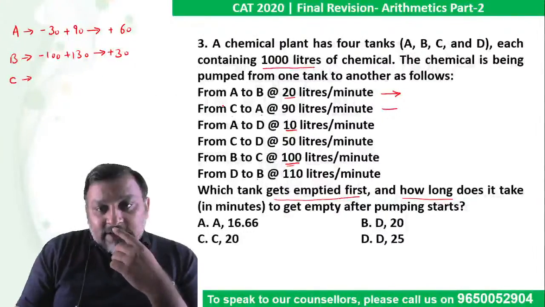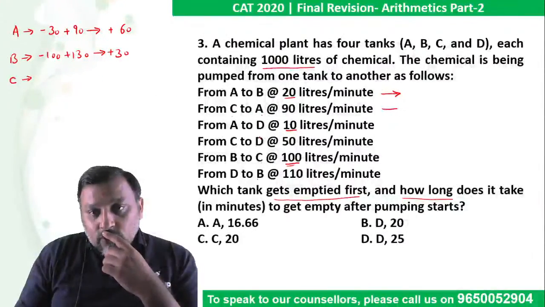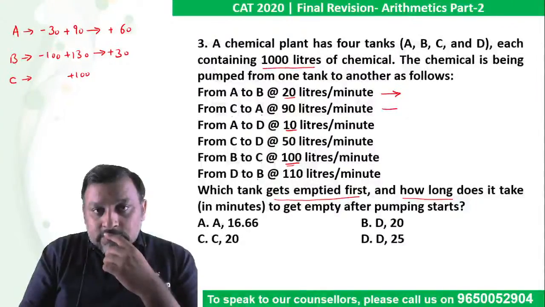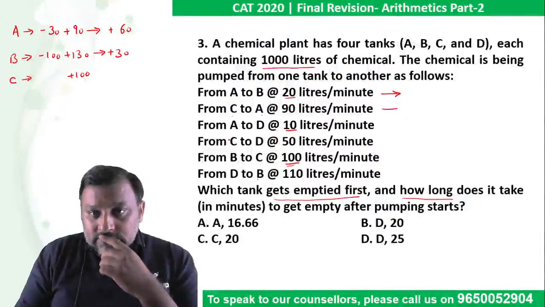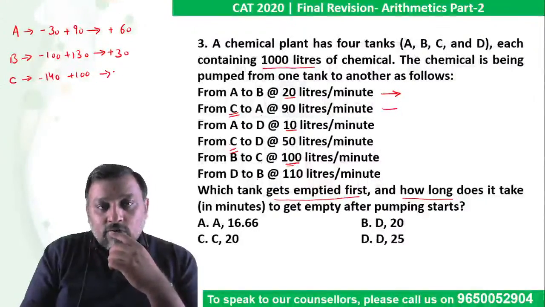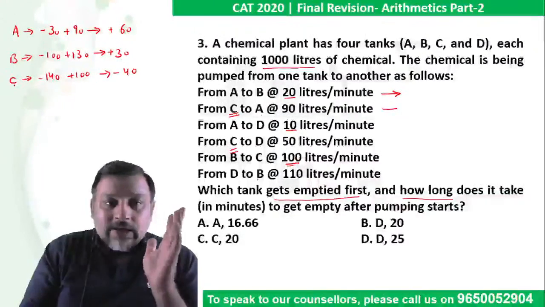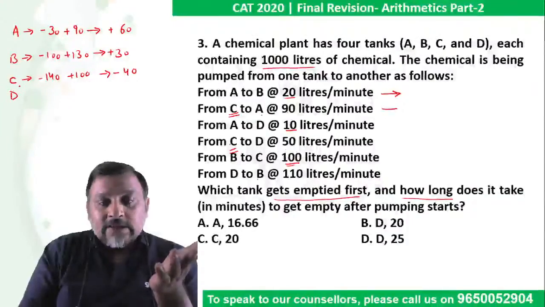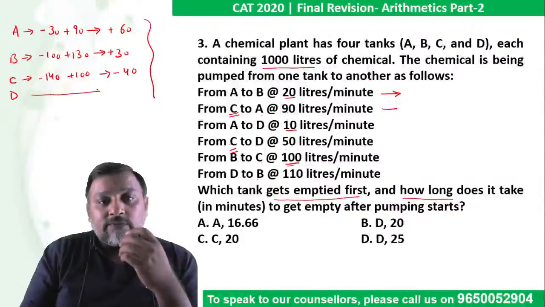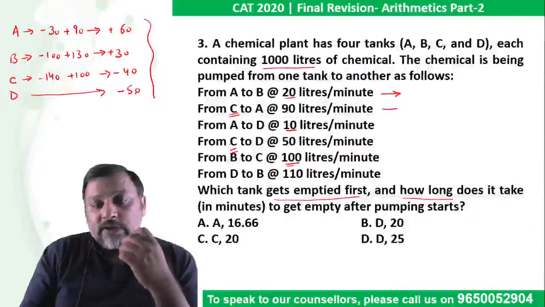Now if I look at C, the net inflow to C is 100 and the net outflow is these two, 90 and 50, that is minus 140. So there is a net outflow of 40. I don't need to check for D since the sum of these four has to be 0. So can we say for D it has to be minus 50.